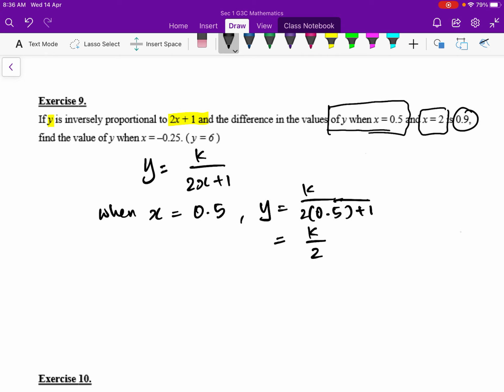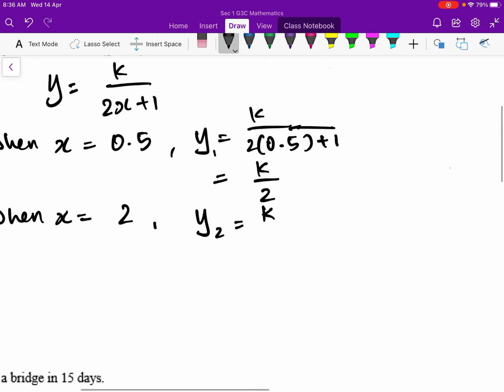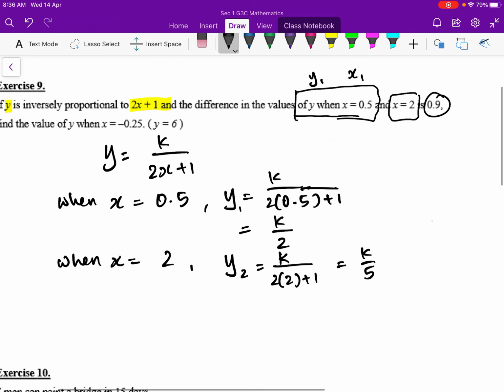Okay, so here I will be using y1 and x1 for the first pair of values. Then for the second pair of values, x equals 2. Our y2 value, because it's a different y, that's why I illustrate it like this. So the same k over 2 times 2 plus 1 gives us k over 5. Okay, so we have two y values now, and they tell us that the difference between them is 0.9.